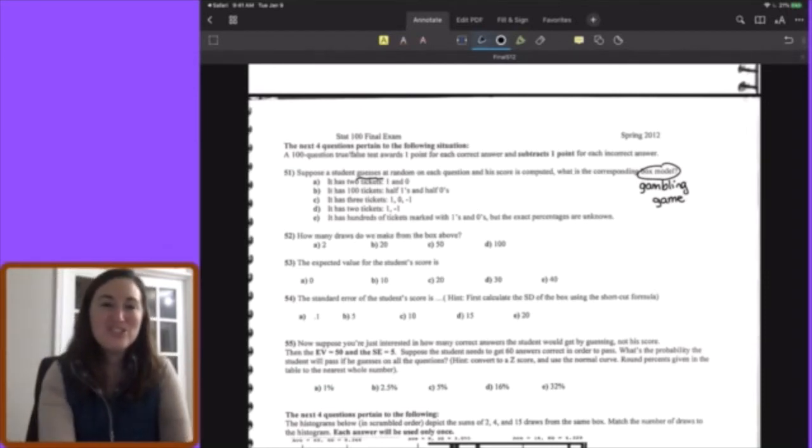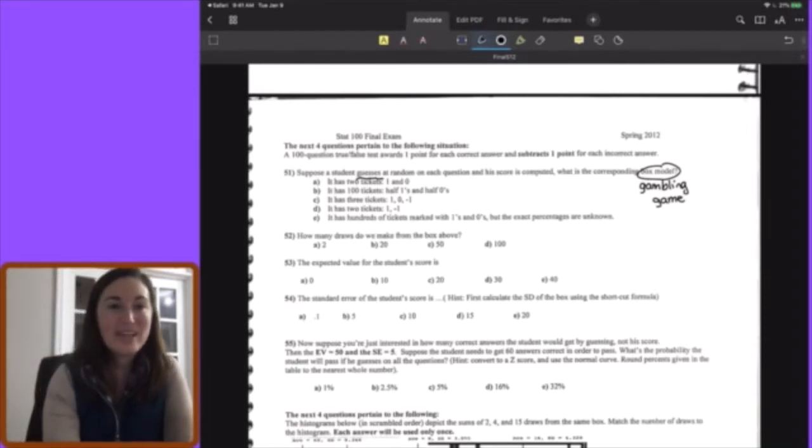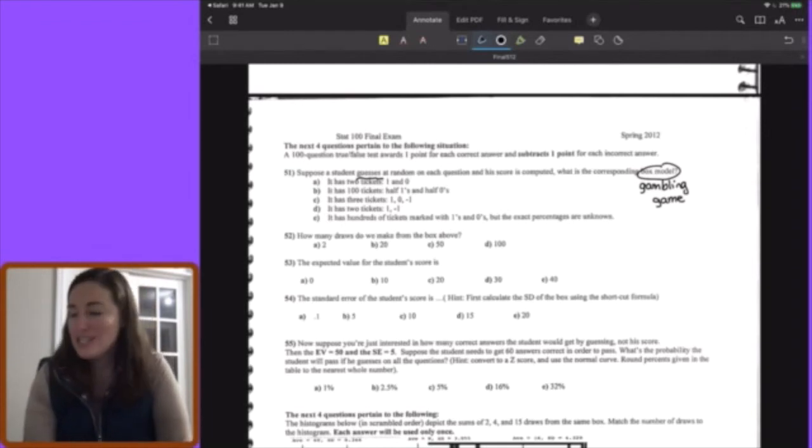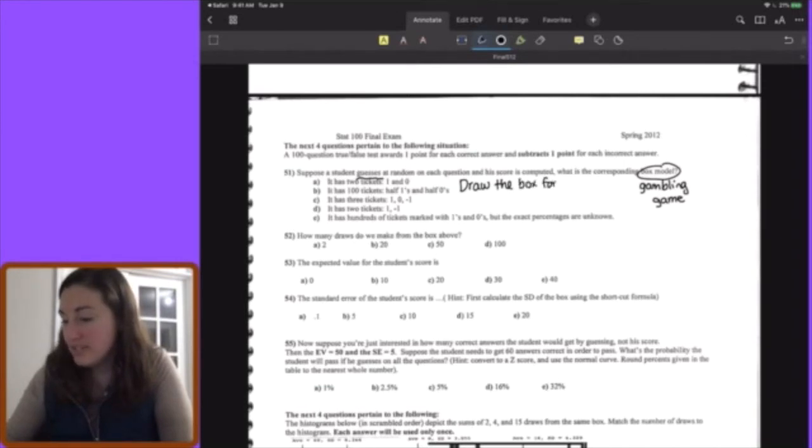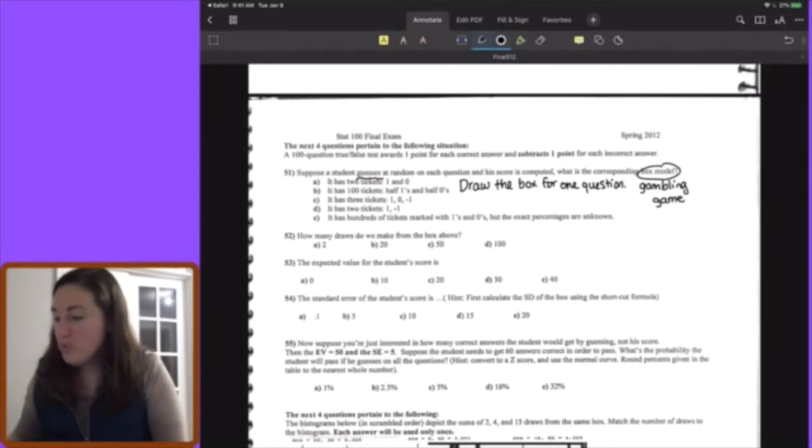Right? We had 2 situations with box models, gambling games or surveys. This isn't really a survey. We're only doing 1 student. So for gambling games, you always want to draw the box for 1 play. So I'm going to say draw the box for, in this case, it's not a game, it's a test, so I'm going to say 1 question. So 1 question, it says it's a true-false test. So 1 question has 2 options.